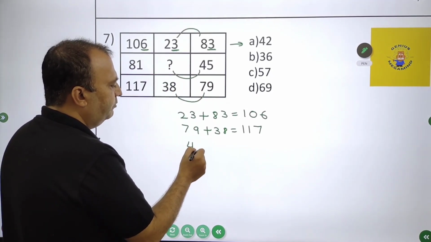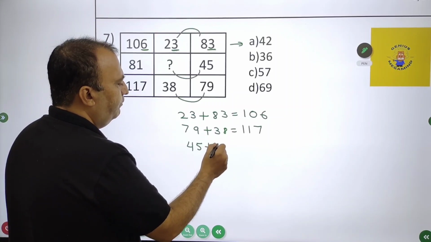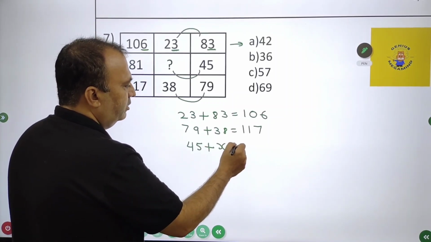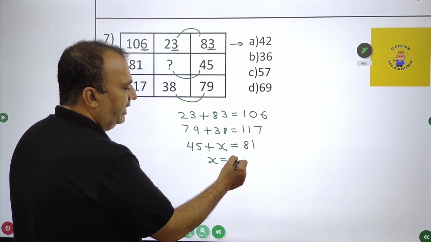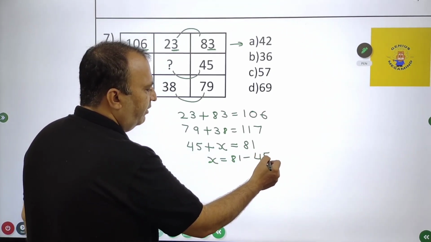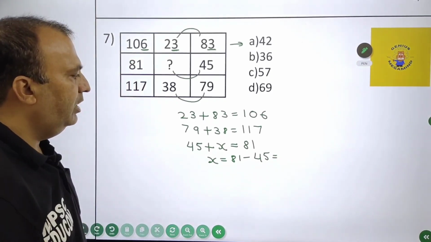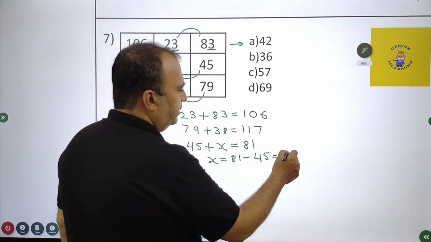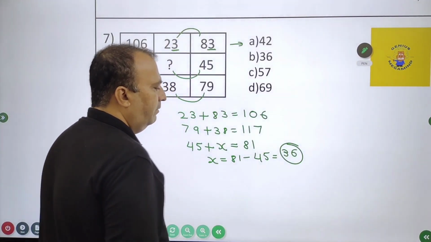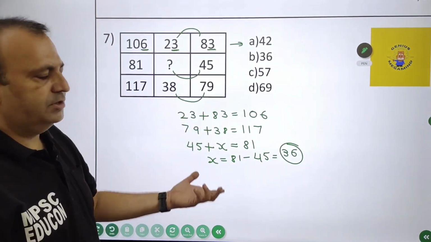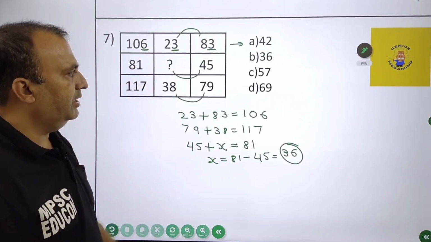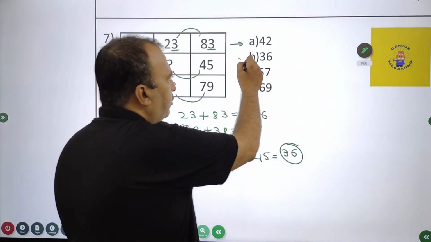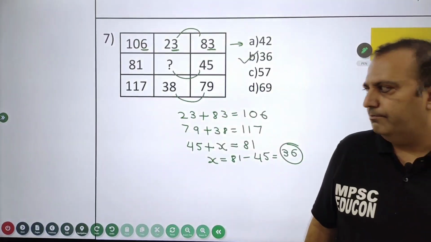So I can do something like this. 45 plus x at the place of question mark will be 81. So x, my friends, will be 81 minus 45, and that is 36. So x will be 36, and you can just check it out. 36 plus 45, my friends, will be 81. So the answer for question number 7 is option B.